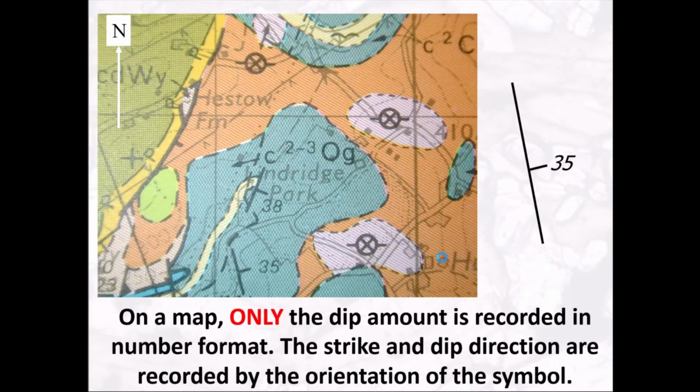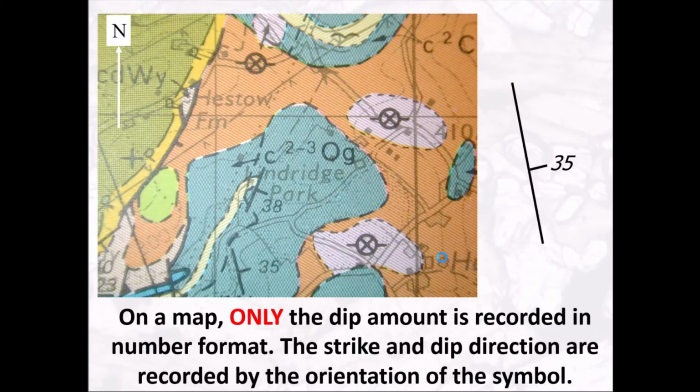Okay, on a map only the dip amount is recorded in number format. The strike and the dip direction are recorded by the orientation of the symbol. If you really wanted to measure the strike of rock, then you could measure one of these dip symbols using your compass or a protractor, but the key point is you don't put those numbers on. The numbers are stored within the symbol.